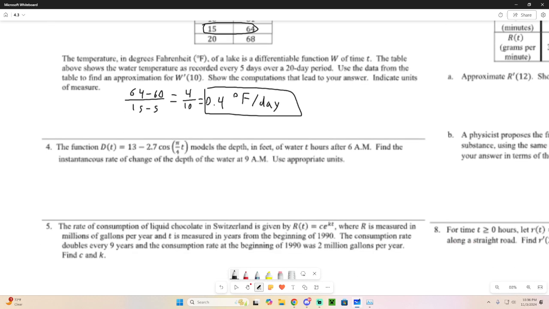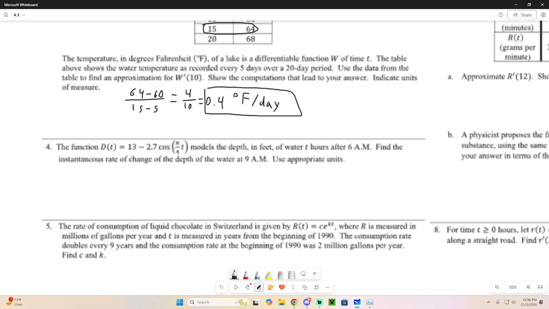Alright, the function 13 minus 2.7 cosine of pi over 4t models the depth in feet of water t hours after 6 a.m. Find the instantaneous rate of change of the depth of water at 9 a.m. Use appropriate units. So for this one, we're just finding the instantaneous rate of change of this function. So we just take the derivative and plug in a number.